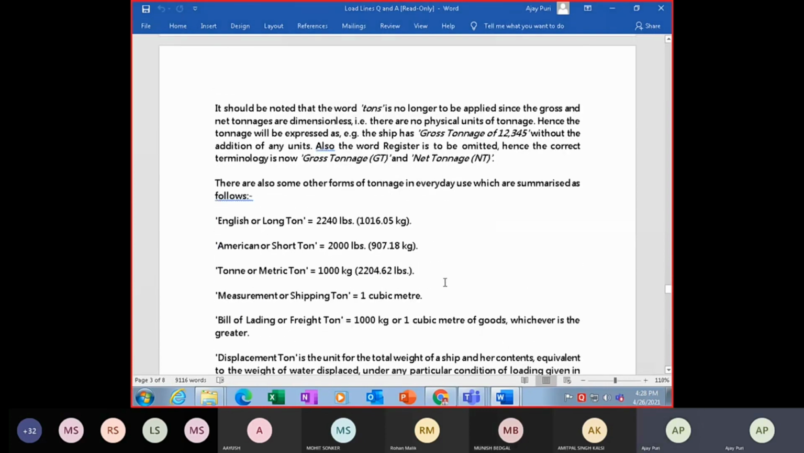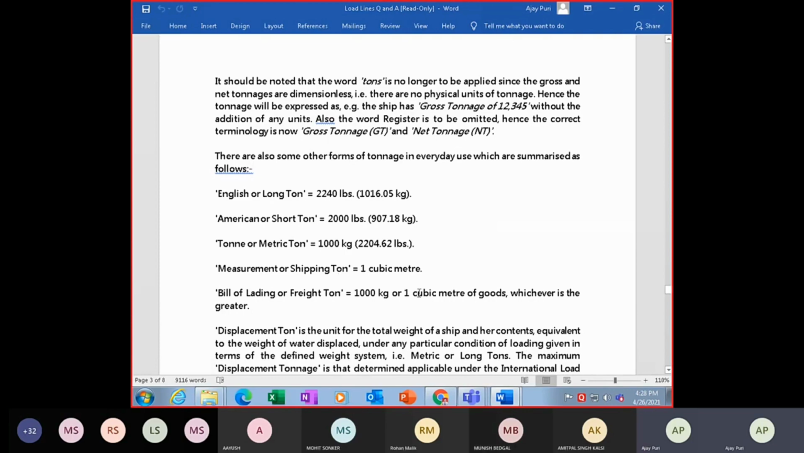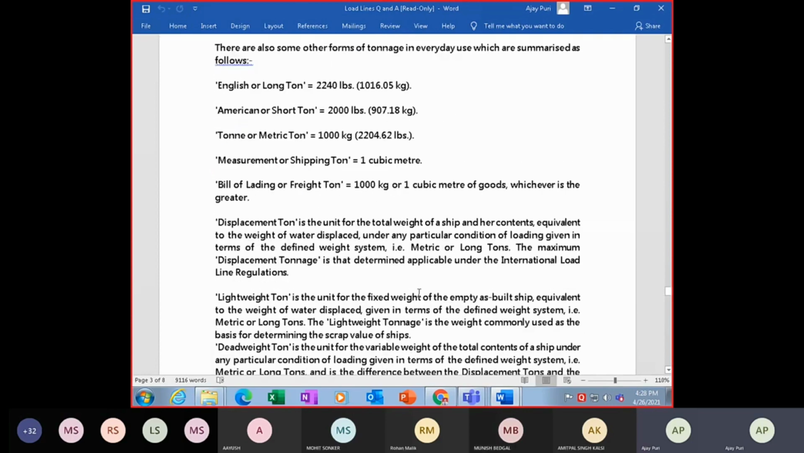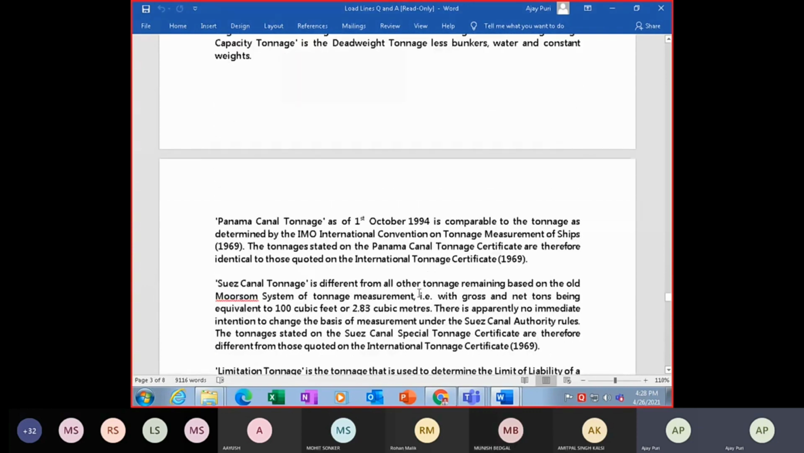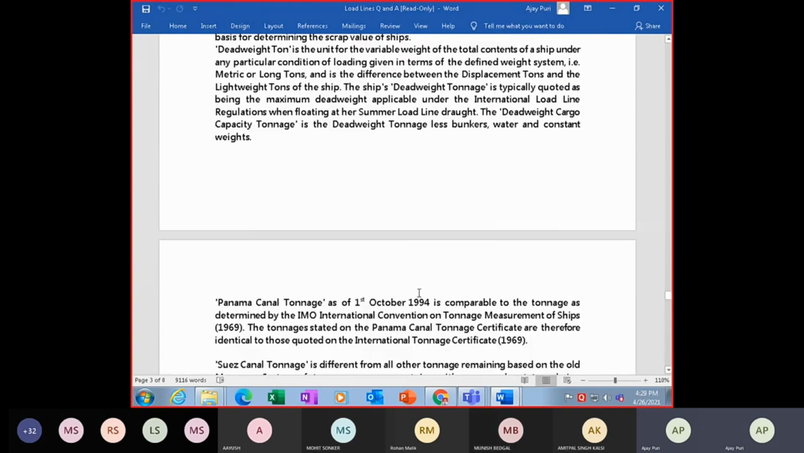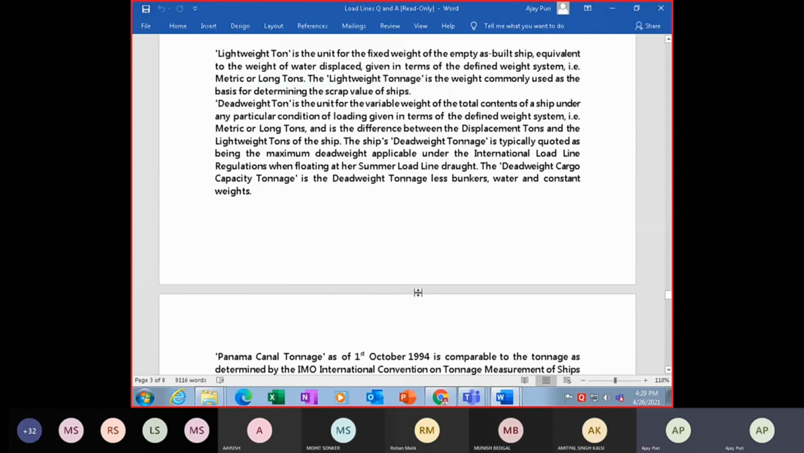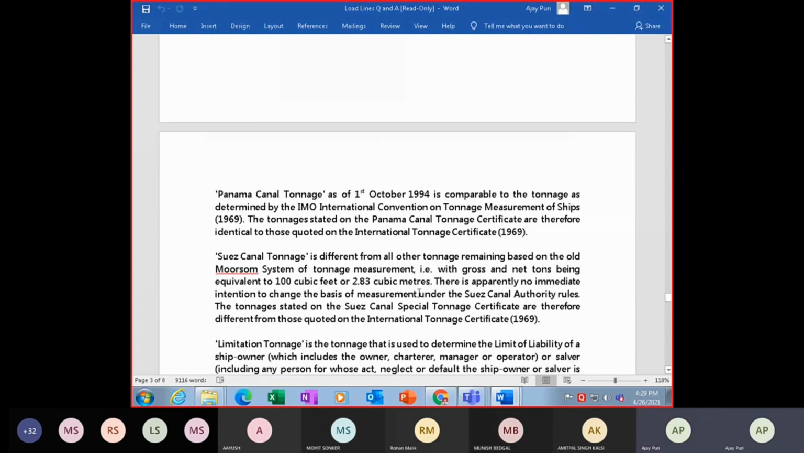तो ये सब आपका freight tons और वो सब displacement tons, light weight tons, will not do that. सब आपको पता है, इसको आगे करते हैं. फिर आपका पनामा कैनाल टनेज पे आ जाते हैं. Panama Canal tonnage was on 1st October 1994 comparable to tonnage determined by IMO. Tonnage stated in the Panama Canal tonnage certificate are therefore identical to that quoted in the international tonnage certificate.